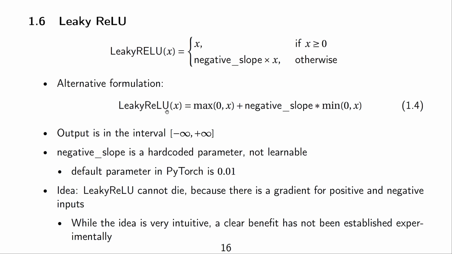In fact, looking at the default parameter for this slope, it's 0.01. So it's just a very small slope. But nevertheless, there will be some gradient also for negative inputs. Now the output is in the interval minus infinity to plus infinity, and this parameter where the default is 0.01, you can set it to whatever you want. It's a hard-coded, not learnable parameter.